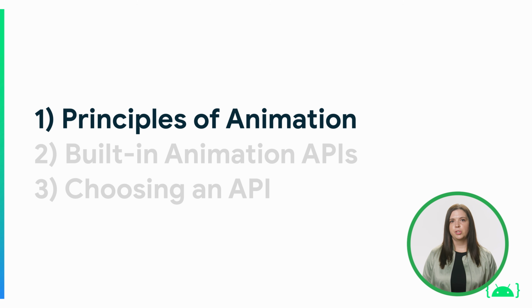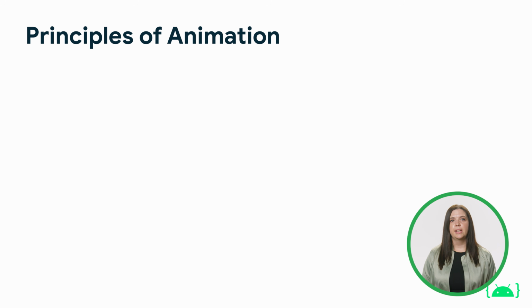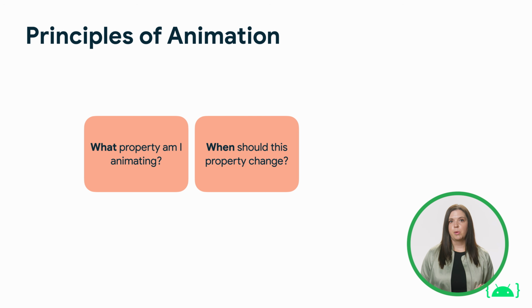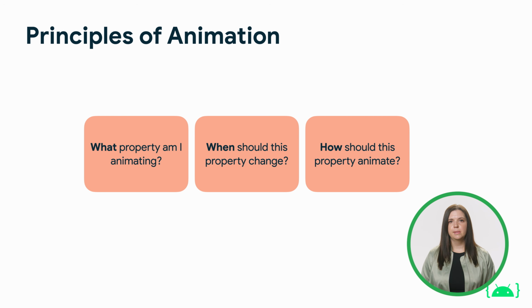After implementing many motion designs, I realized that there are some questions that I end up asking myself for each animation, which helps me either pick a specific API or figure out the complex details of an animation. Let's take a look at some key principles of animation. The three questions that I ask myself for each animation are the following. What property am I animating? When does this property animate? Is it on click or is it forever? And how should this property animate? Should it have a bit of bounce, or should it be a static animation over a set period of time?